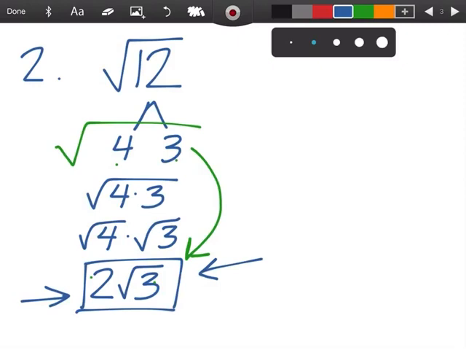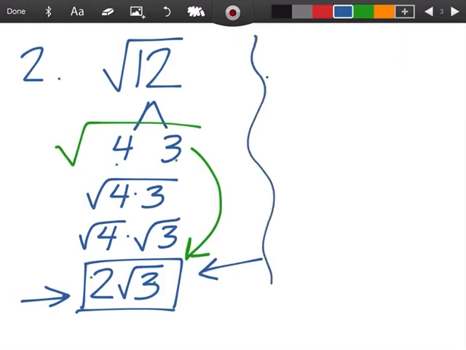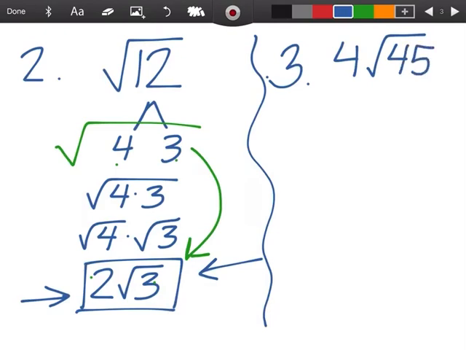So I can simplify any square root that I want by trying to find perfect squares. Number 3 is going to say 4 root 45. And that number out front just means multiplication. This is technically 2 times root 3. This is 4 times root 45.